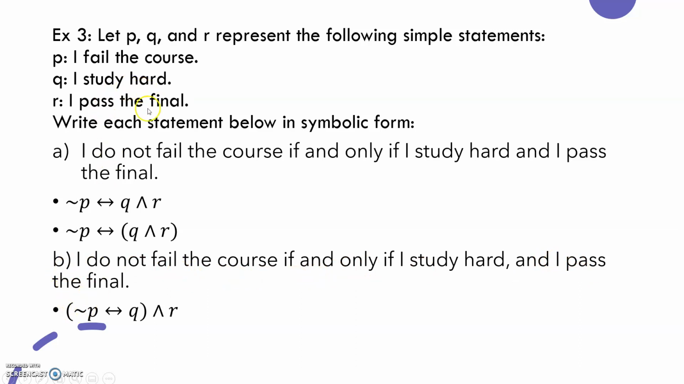Not P, I do not fail the course. If and only if the double arrow, I study hard, which is Q. The comma means you group those together. And it's the upside down V, and R, I pass the final.